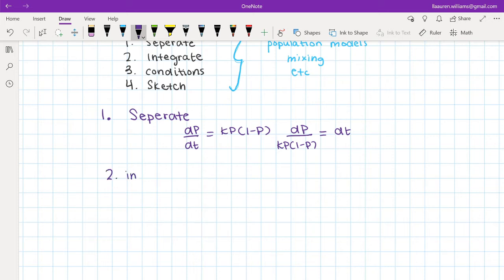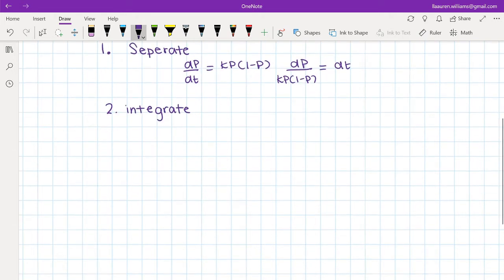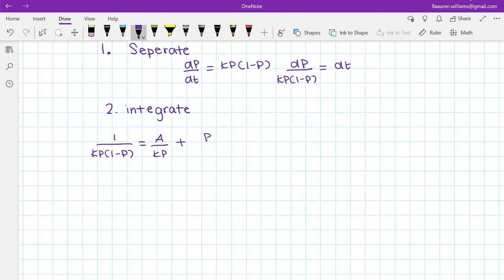Now we're going to integrate. In order to integrate this, we need to do the cover-up method on the left-hand side. So the cover-up method separates this into two different fractions. We just have to solve the A and the B terms in order to separate them. This makes the integration a lot simpler for us.